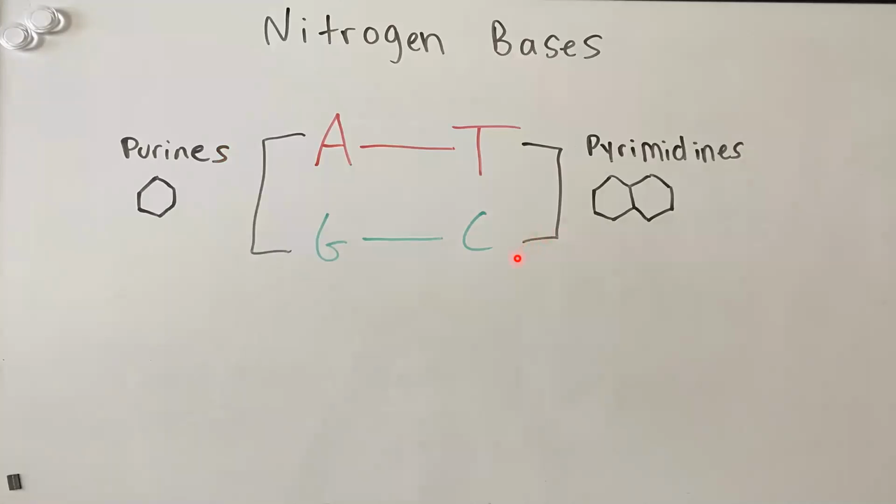Now we're going to be talking about the nitrogen bases: adenine, thymine, guanine, and cytosine. A and T bind together, and C and G bind together. But we see that A and G are purines, which is a one-ring structure, and T and C are pyrimidines, which are a two-ring structure.